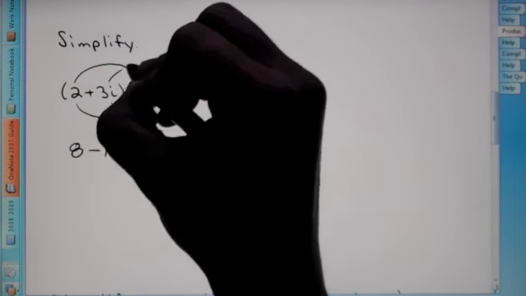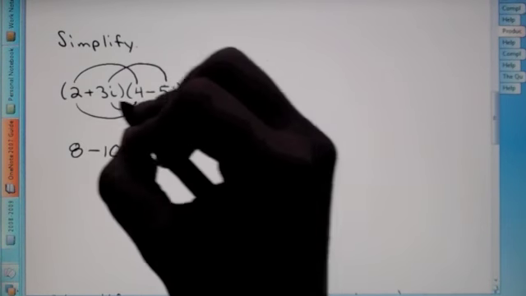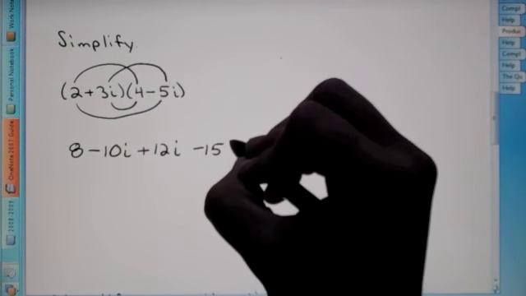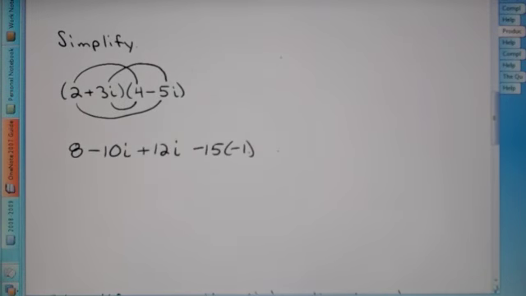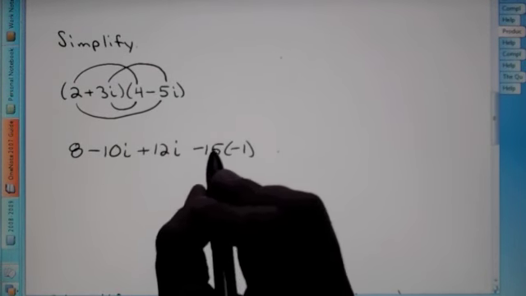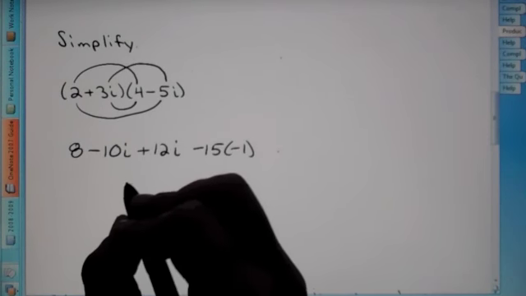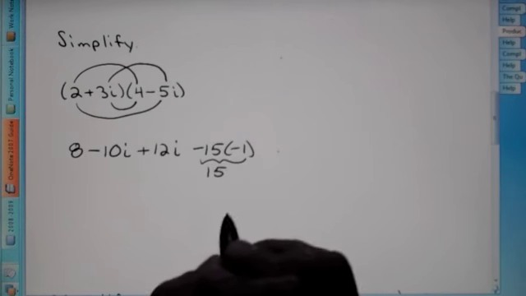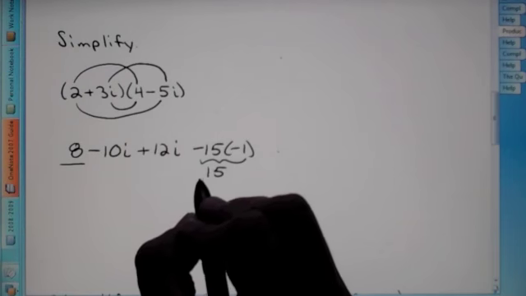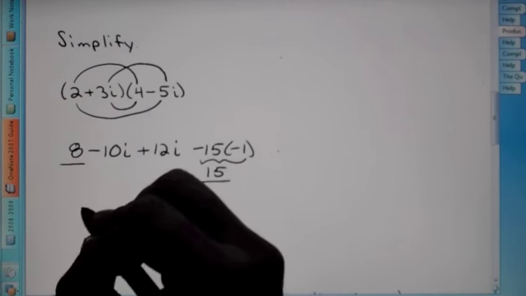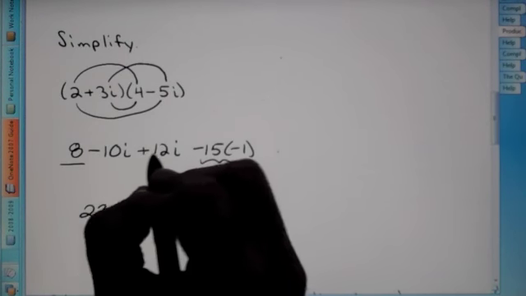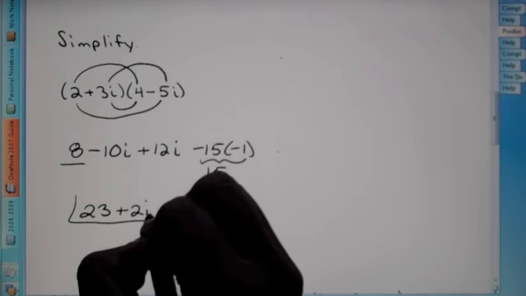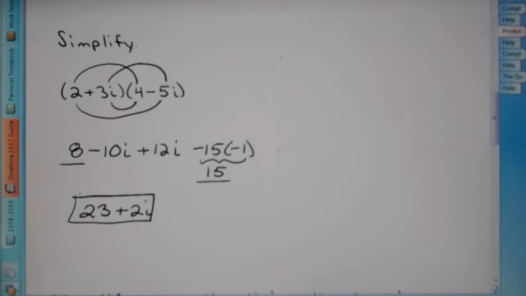And then here's the one you have to watch out for. Here you have 3 times negative 5, which is negative 15. But you have I times I, which is negative 1. So you got to watch out for that negative right here, because this is going to make this a positive 15. So we can say that this section here is positive 15. So now we come to combine like terms. We have 8 plus 15, which is 23. Negative 10i plus 12i is a positive 2i. And that would be your final answer.